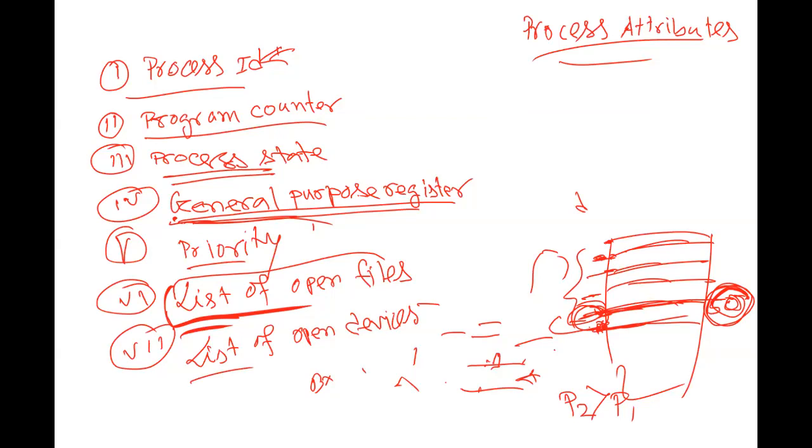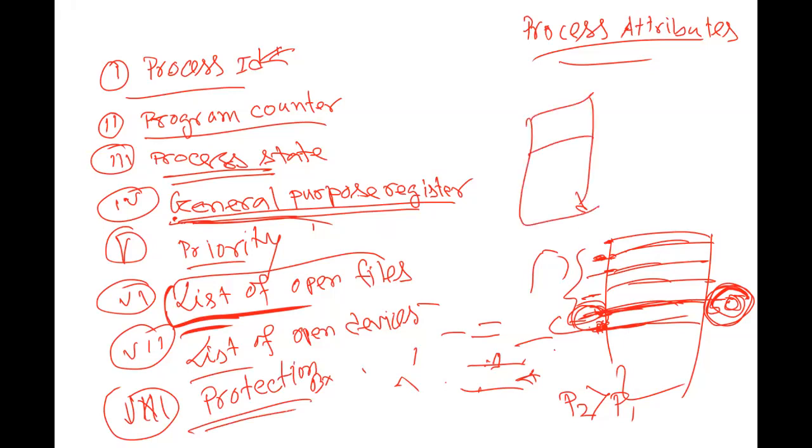Next is the protection attribute, number 8. When you create processes, P1 and P2, P1 cannot directly access the data from P2. Also, P2 cannot directly access the data from P1. So this is kind of the protection.